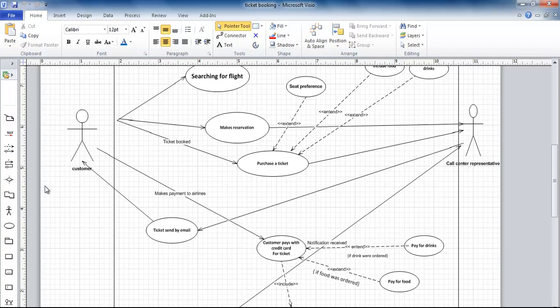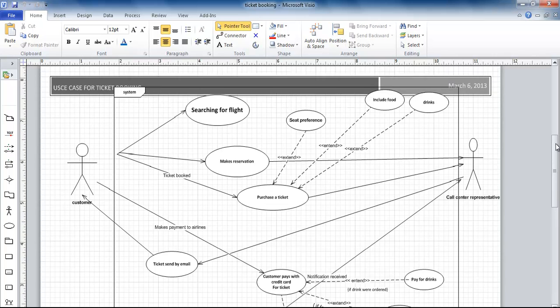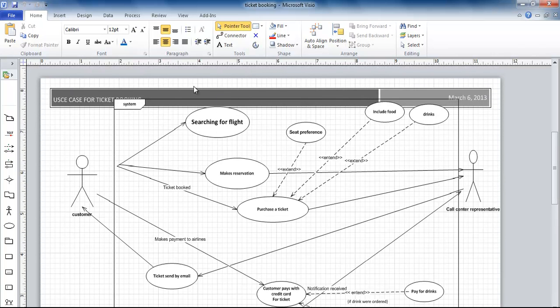Now the customer is the primary actor. It is going to start the system. What it does is basically it starts the use case by searching for the flights. This is the first thing he will do. When he finds that, he makes a reservation. Once he makes the reservation, he is connected to the call center representative. Then he books a ticket, purchases the ticket again by talking to the call center representative. He is talking and booking a ticket. He gets a ticket.